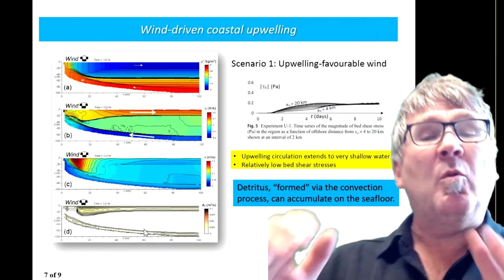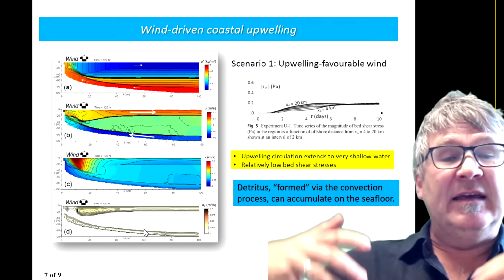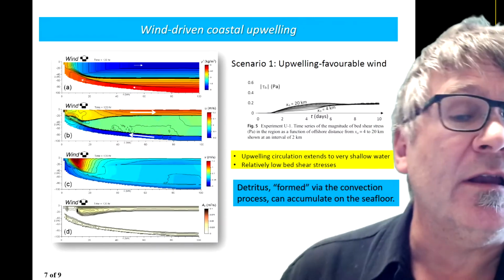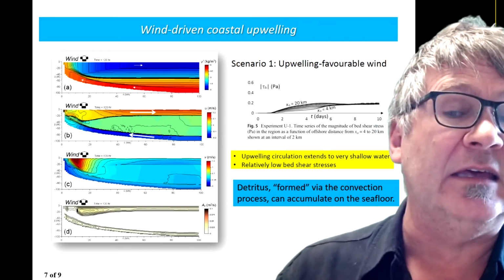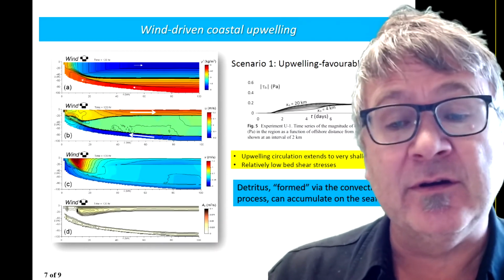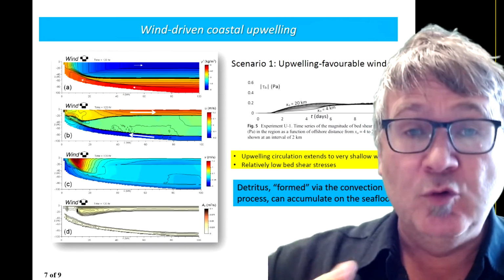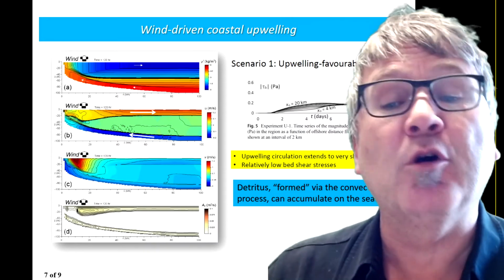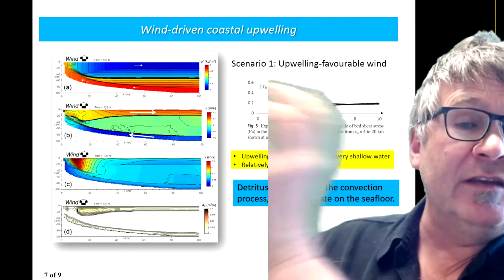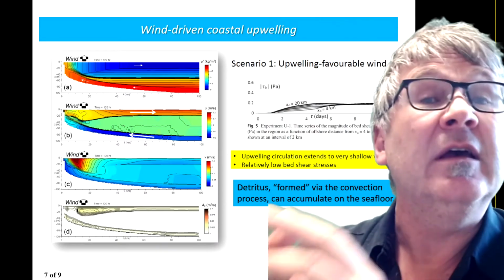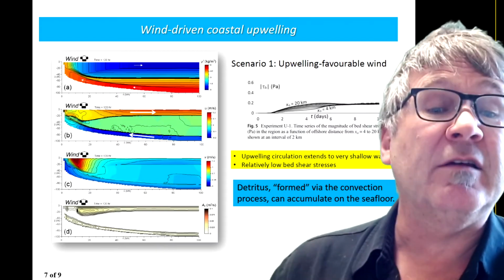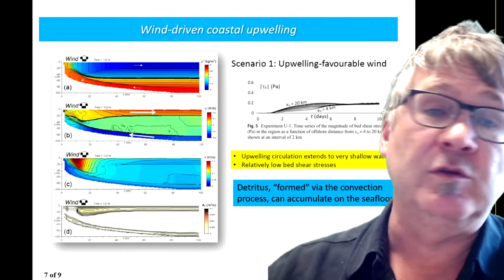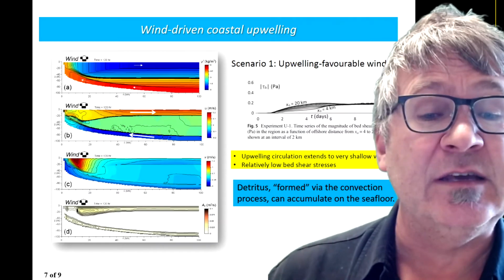Okay? So now what happens here is you can see that the upwelling circulation extends to very shallow water. This is one key take-home message. Okay, so you really get the movement of shelf bottom water into the euphotic zone near the coast, straight near the coast, and this agrees with observations. And you have relatively low bed shear stresses, so there is no interaction with the seafloor.